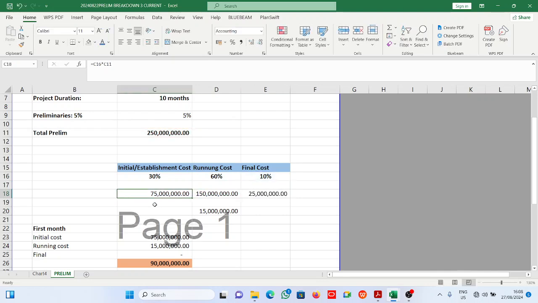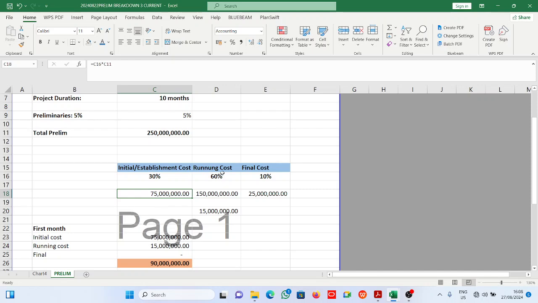This is the initial cost, 75 million. This is also a fixed cost because it has to be paid once, because mobilization has to be done to site. It is quite different from advance payment. Advance payment basically is for the purchase of materials for the works.